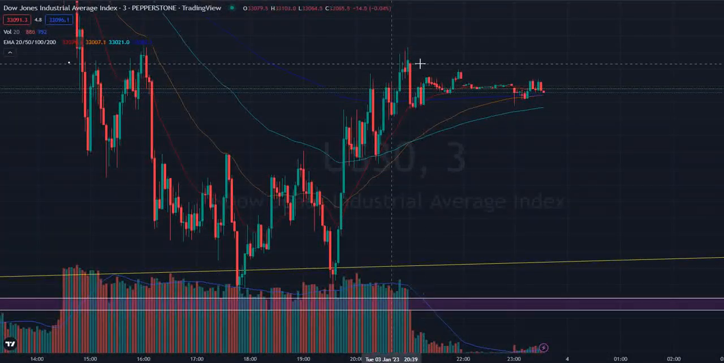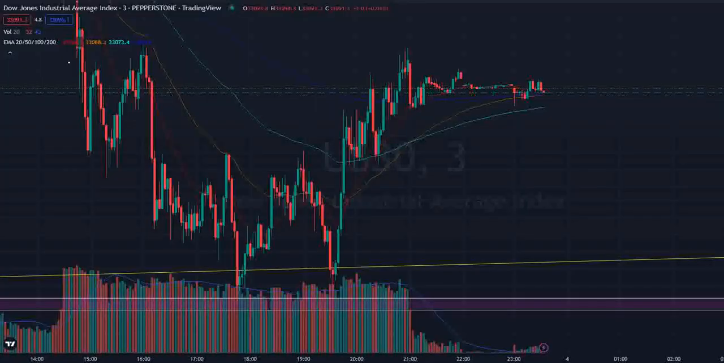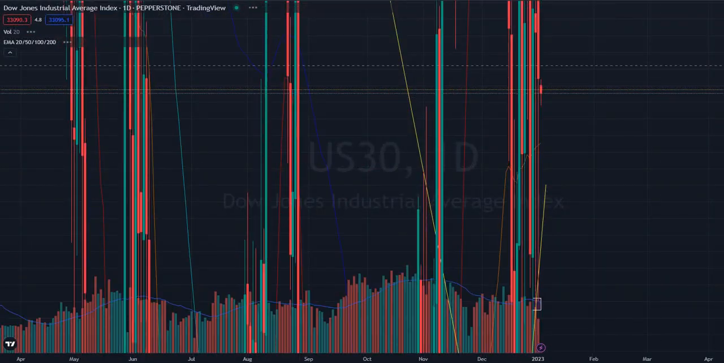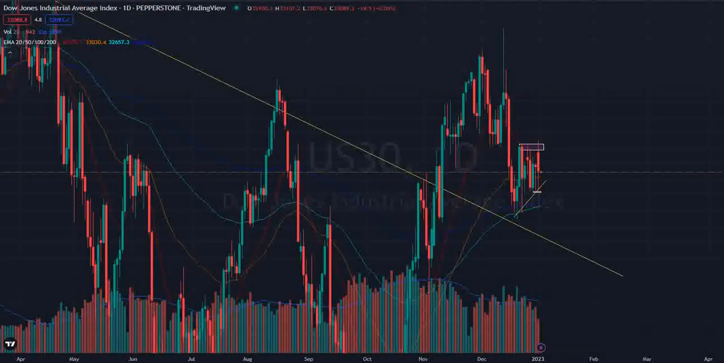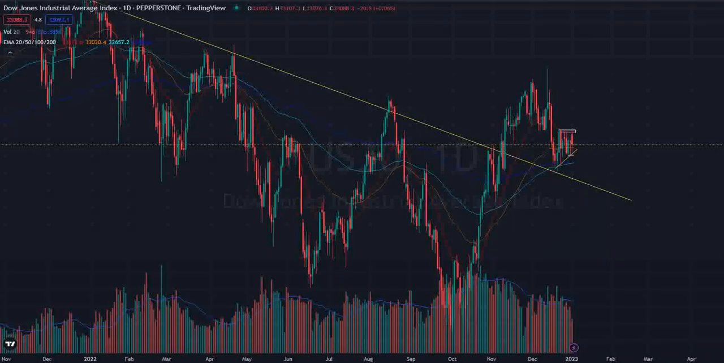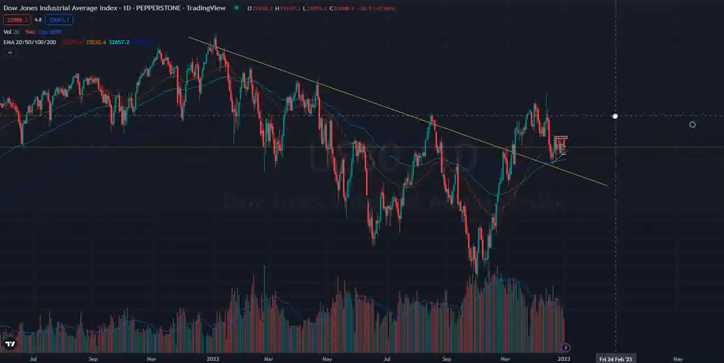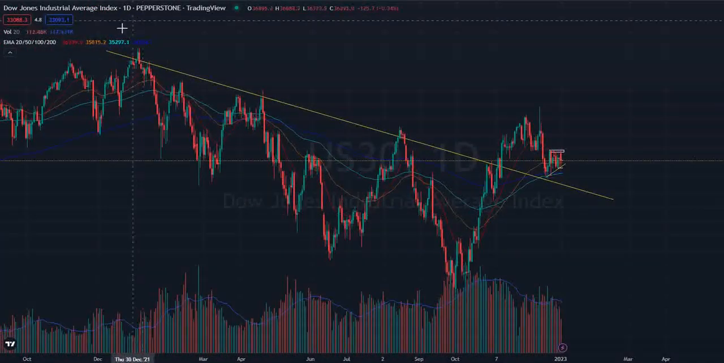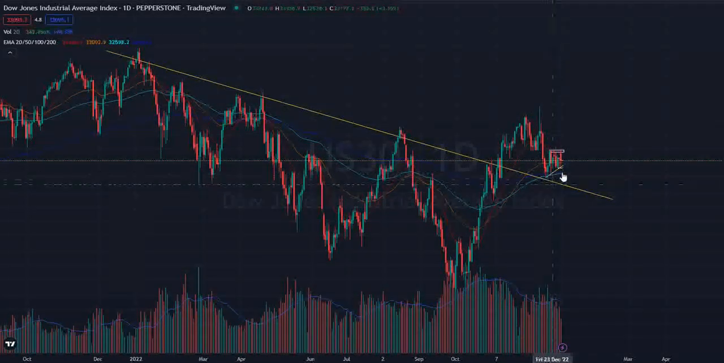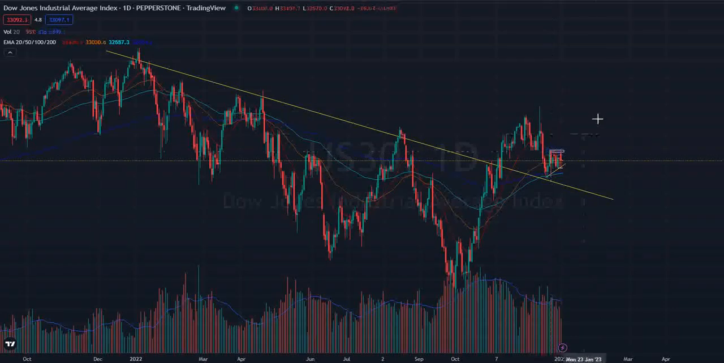Now let's take a look at the macro perspective, so the daily time frame. As you can clearly see, we have been in a downtrend, and we've broken through this downtrend here. We went for a retest, and then we are currently here.